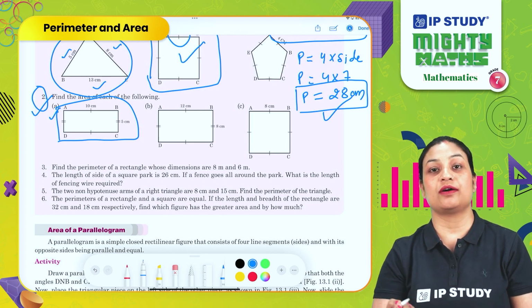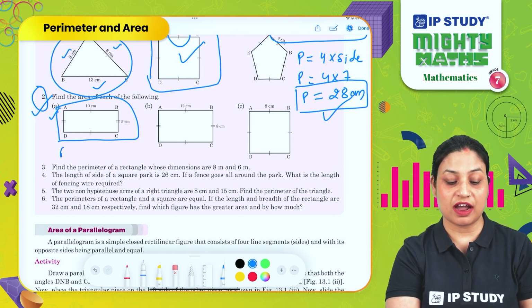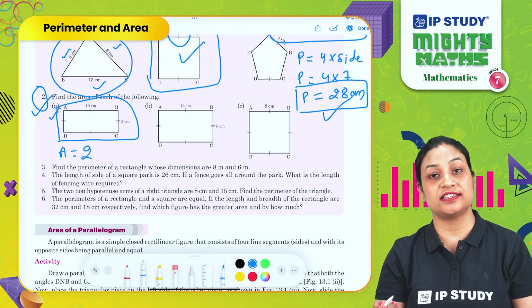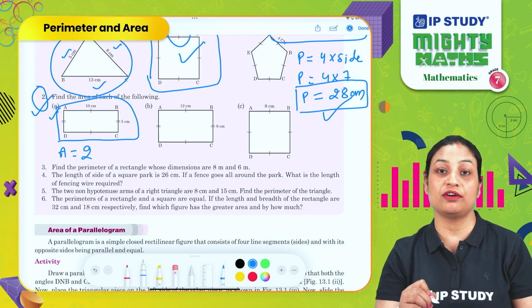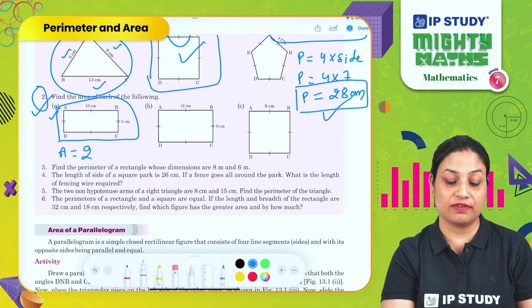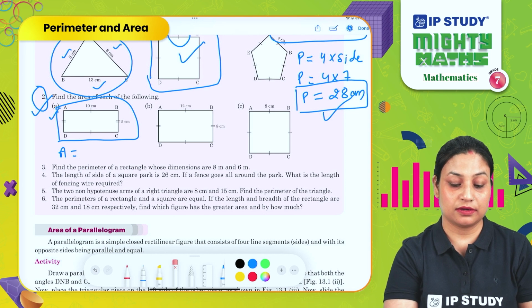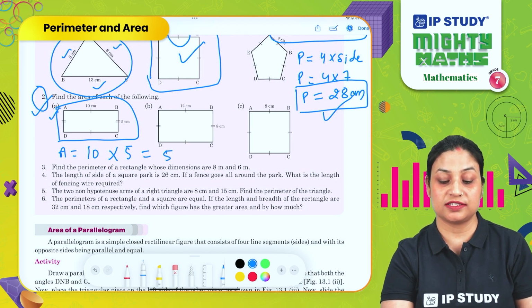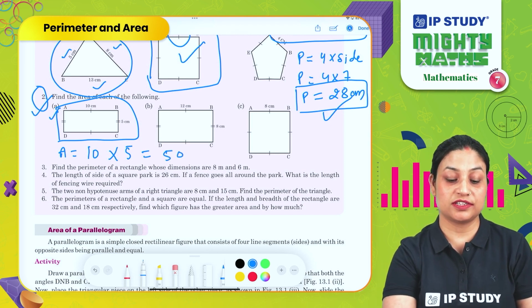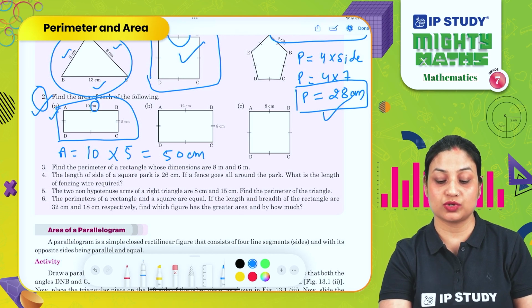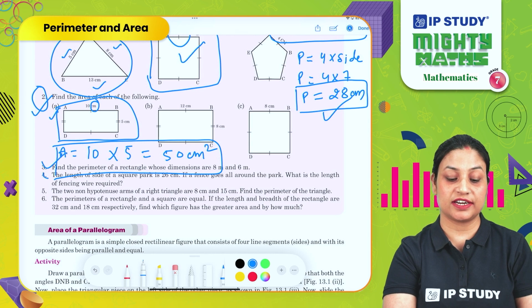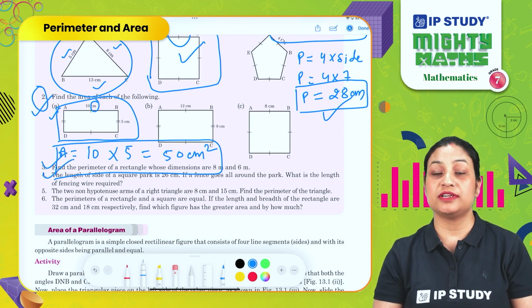So in order to find out its area, what do we have to do? We have to simply multiply length and breadth, because we know that the area of a rectangle is given by the product of length and breadth. So what will I do? I will write 10 and 5 and I will find out the product. So what is the product? 50. What is the unit? Centimeter square. Okay. So what is the area of this rectangle? Area of this rectangle will be 50 centimeter square.